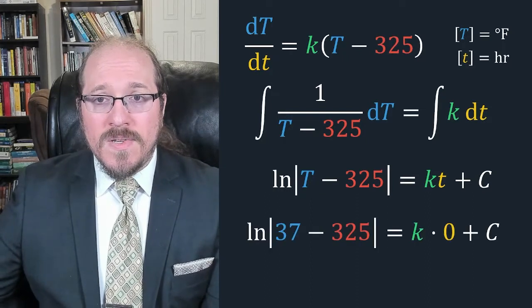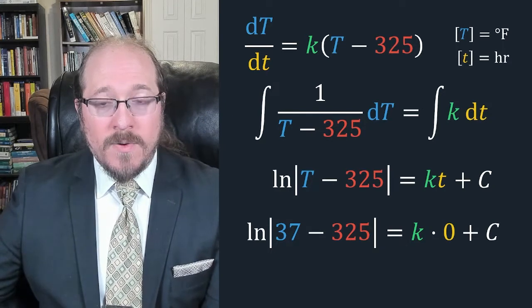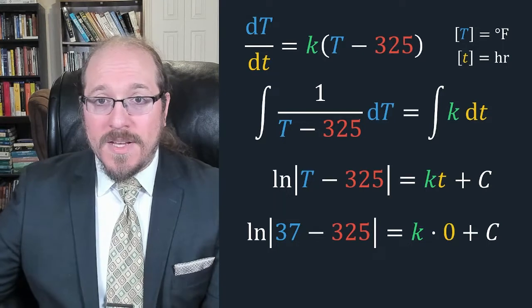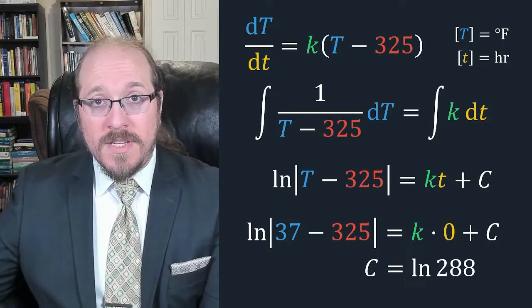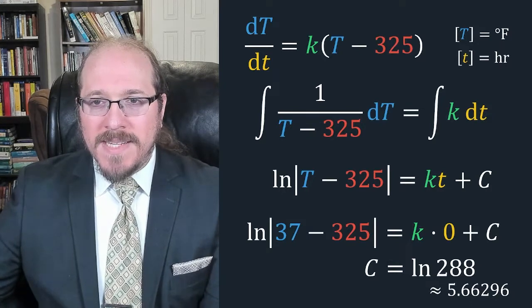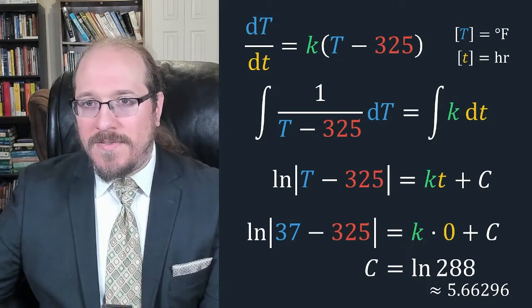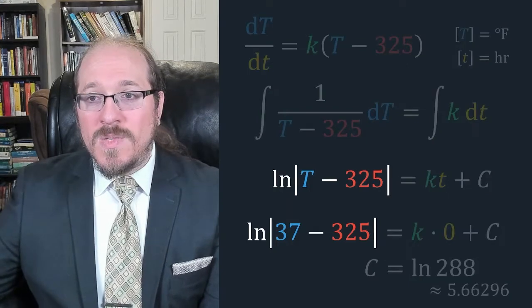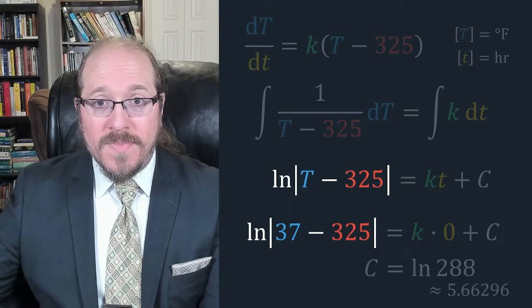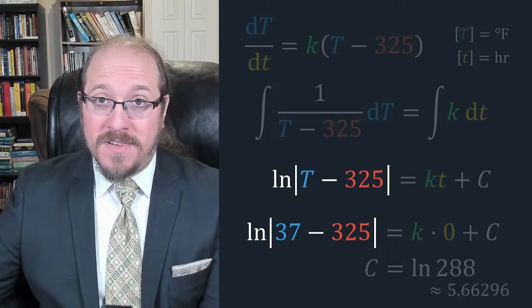If we let t equals 0 stand for noon when we put the turkey in, then we have the natural log of absolute value 37 minus 325 equals k times 0 plus c. So c is the natural log of 288. That's about 5.66296, but I'm actually going to leave this as natural log of 288 instead of writing down the decimal. You'll see why soon enough. Also, by the way, this is why we need that absolute value after the natural log whenever we're doing integration. We can't take the natural log of negative 288, at least not without imaginary numbers getting involved.